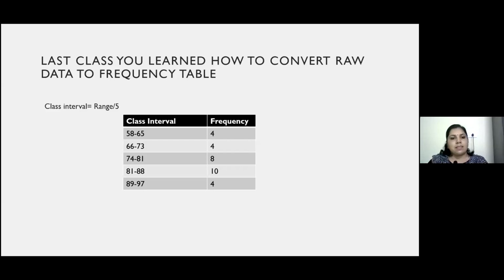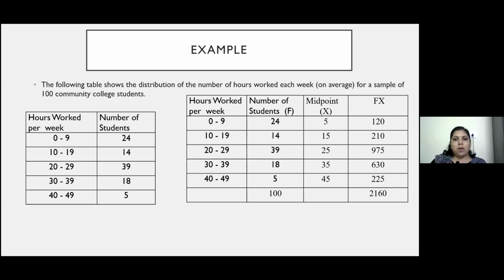This is the class interval. We have divided the classes into five sections, each having a difference. And this is the frequency table. I hope this was the same for you all. Today, this is just a glimpse of it. And today's first problem.